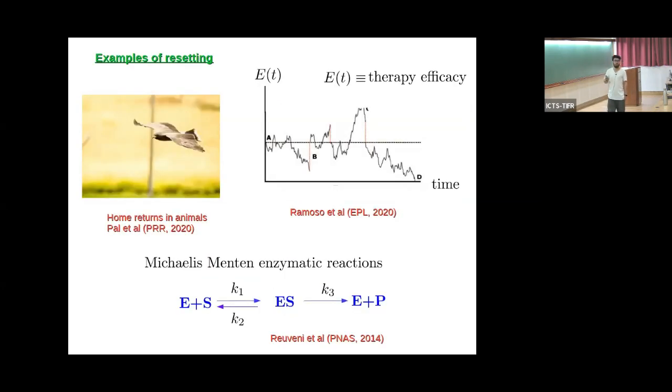And just to give you examples of where resetting may arise. For example, we know birds and animals, they return to their home after some time. They go around looking for food, but after some time they come back to their home. So this is a resetting act.